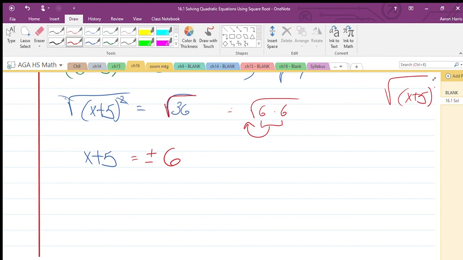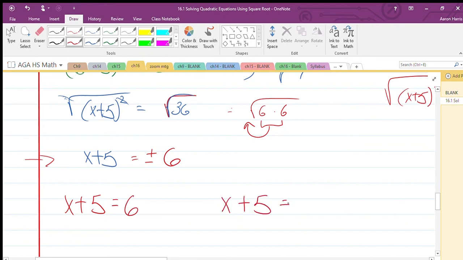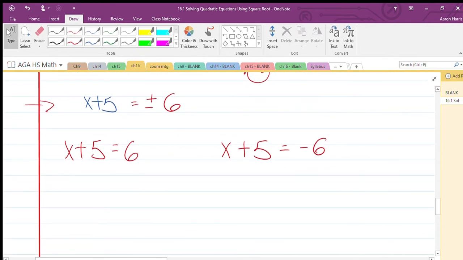Therefore, how many equations do I have right here? That's right, I have 2, and you have to get used to that. X plus 5 is equal to 6. X plus 5 is also equal to negative 6. Therefore, solve for X. Simplify / combine like terms, nothing to do. Remove addition and subtraction. I am going to subtract. Subtract what? 5. X is equal to 1.